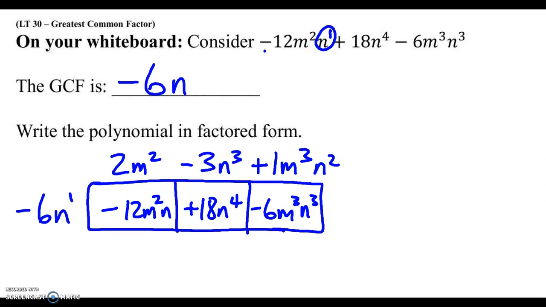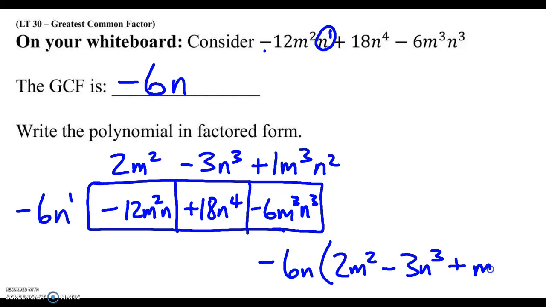And then make sure you write it as a multiplication problem. Our answer should look like negative 6n times 2m squared minus 3n cubed plus, I'm going to choose not to write the 1 in 1m cubed n squared, but it's okay if you do. There's our answer. Pretty good job, Panthers.